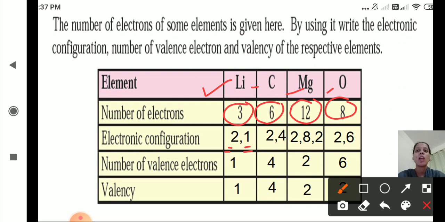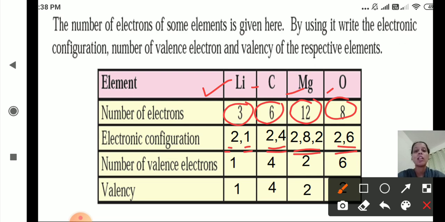Now the next one, carbon. The number of electrons is 6, so the electronic configuration is 2, 4: 2 in K shell and 4 in L shell. Magnesium has 12 electrons, so the electronic configuration is 2, 8, 2. In the second shell, the L shell, we write up to 8 electrons, not more than that, because the maximum capacity of L shell is 8 electrons. So 2, 8, 2. Oxygen is 2, 6, because the total number of electrons is 8.